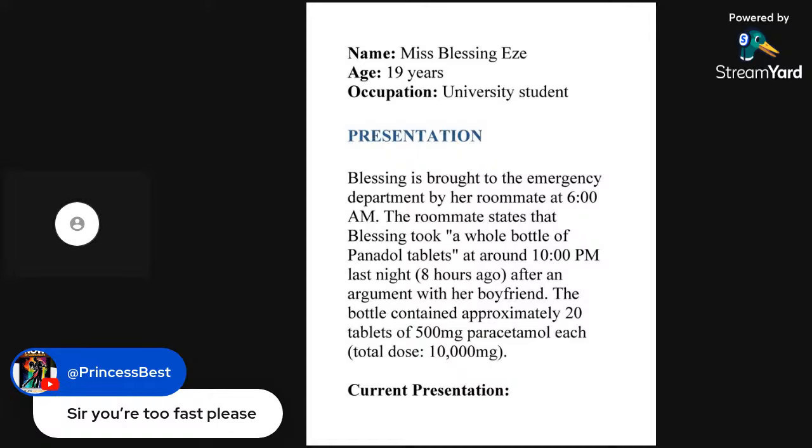So let's move forward. Blessing is brought to the emergency department by her roommate, and how painful it is. I also told you how it is unnecessary to commit suicide. It is not necessary. You can seek help anywhere, anytime, okay? And help will be given. I don't know if you understand. All right.